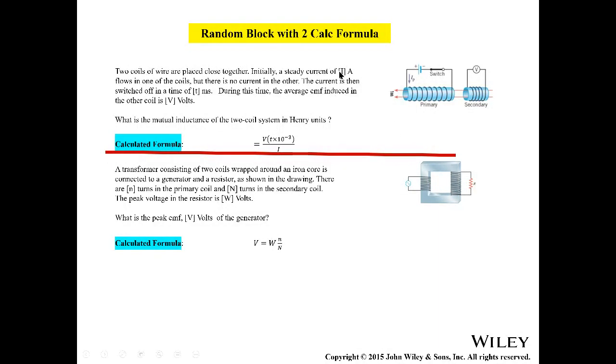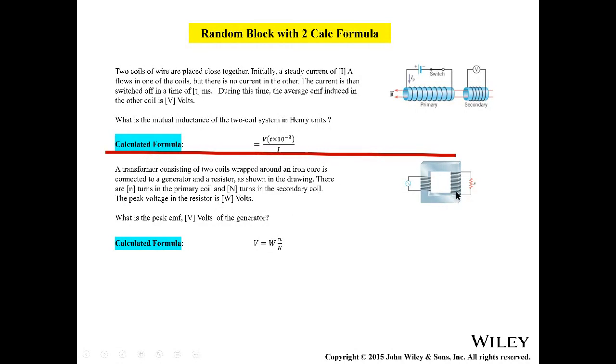Here they are telling you I has changed all of a sudden to 0 in a small time. Therefore, delta I over delta T is basically whatever is the current over that time interval. And the mutual inductance, M, is the actual induced EMF. The induced EMF is the mutual inductance times delta I over delta T. So you just invert it to find out what is the mutual inductance, and that is the formula.